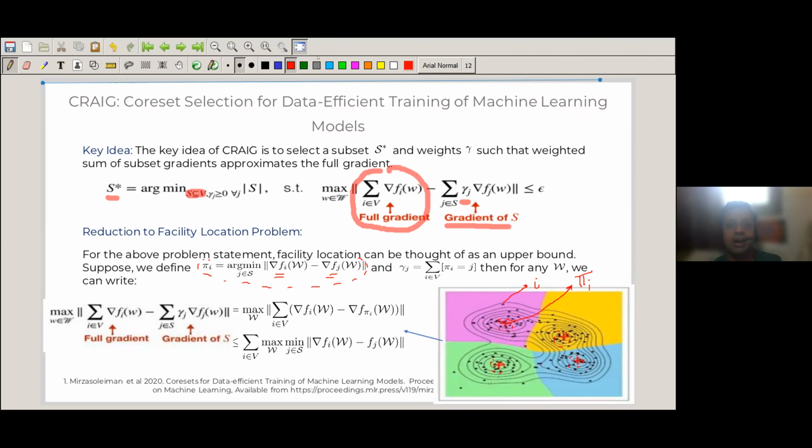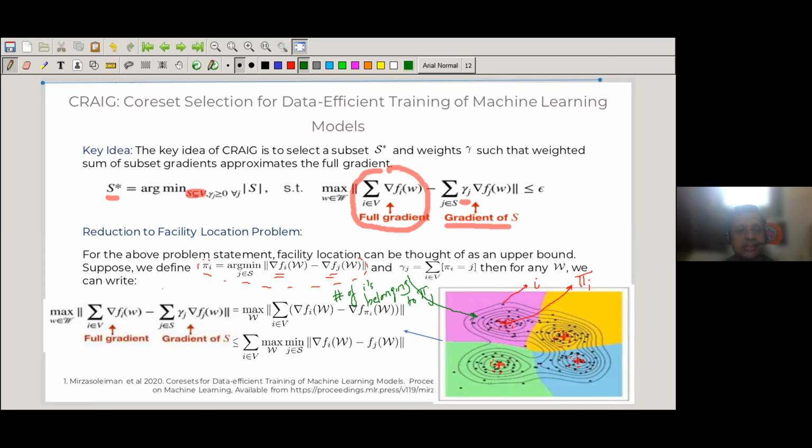Now there is another notation here. There is gamma. What is gamma j? Gamma j is the number of points like i which contribute to this centroid. Okay. So this is the contribution number of i's belonging to pi j. That is basically the gamma j.